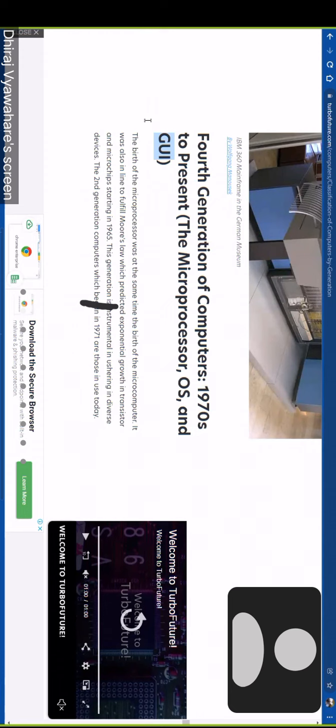Graphical user interface came into existence. These are the surrounding features of fourth generation computers.